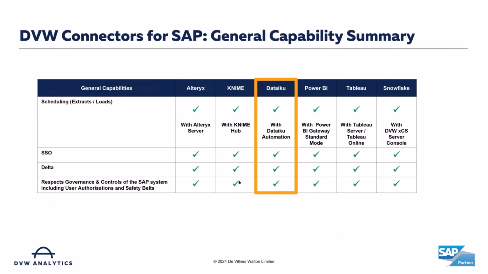We can cover off single sign-on, so if your organization uses single sign-on rather than username and password, that's fine too. Deltas are possible, so we can extract data that is newly landed in SAP. That's fine. And as we've said, we respect all those controls, the governance around authorizations and SAP safety belts. We fully respect all of that and apply it. No need to build a new authorizations model, for instance.